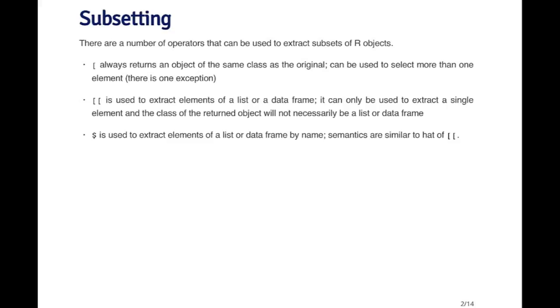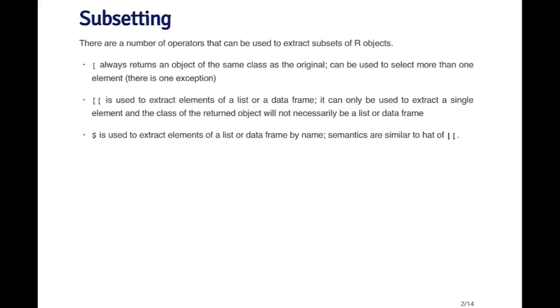So the basic principles to remember here is that the single square bracket always returns an object of the same class as the original. So if you subset a vector, you're going to get back a vector. If you subset a list, you're going to get back a list. Anytime you use the single bracket operator to subset an object, you'll get an object of the same class back. Furthermore, the single bracket operator can be used to select more than one element of an object, with one exception that we'll get to later.